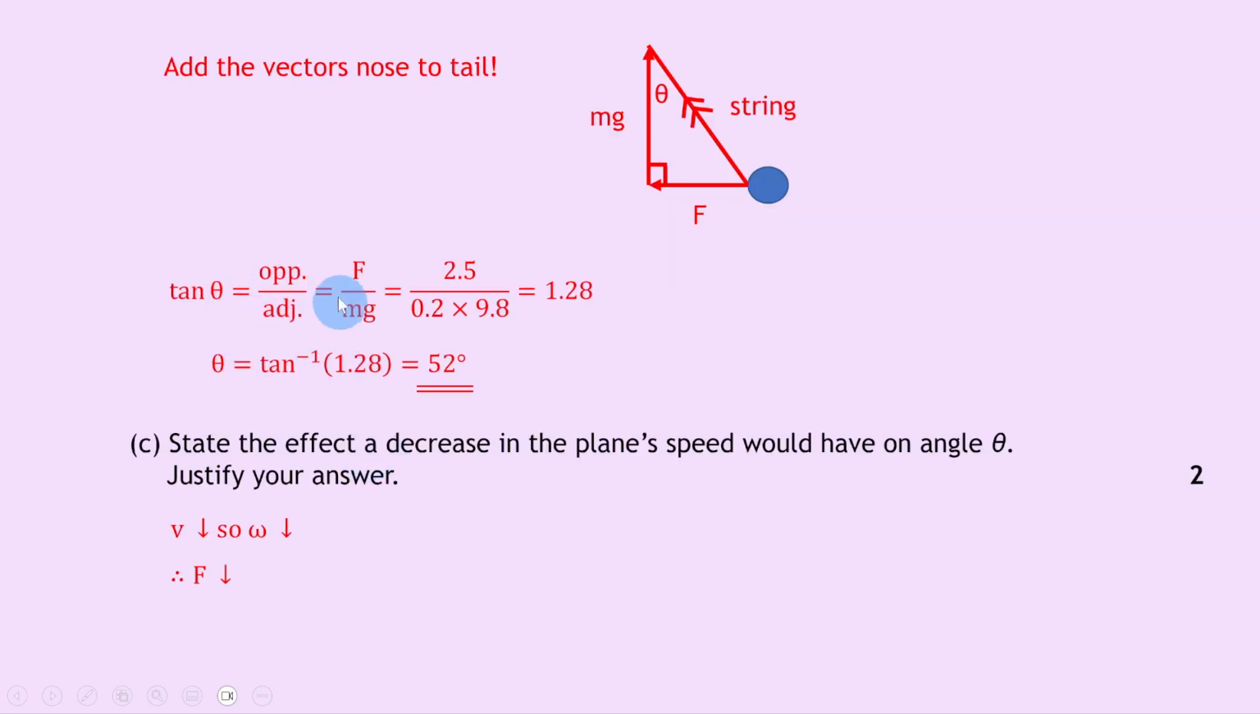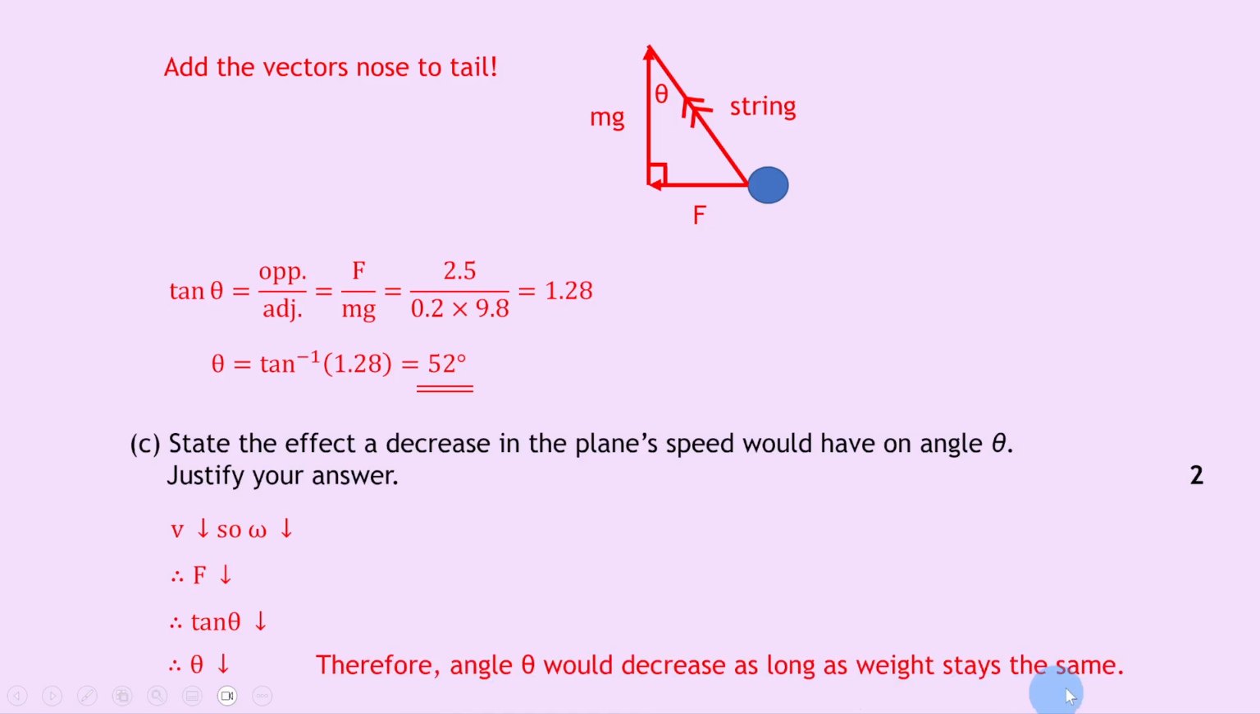Now if we look at our equation up here that we used to calculate tan theta, you can see that centripetal force F is on the numerator of this fraction. And that means that tan theta and centripetal force F are also directly proportional. So if the centripetal force decreases, then that means that tan theta must also decrease. And by default, tan theta and theta are also directly proportional. So if tan theta goes down, then theta must also go down as well. So we can say therefore the angle theta decreases, and therefore we can conclude that angle theta would decrease as long as weight stays the same. In other words, as long as this weight, the denominator in the fraction mg, stays the same.